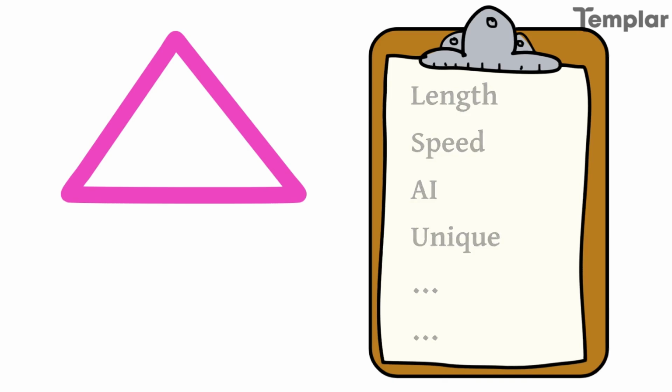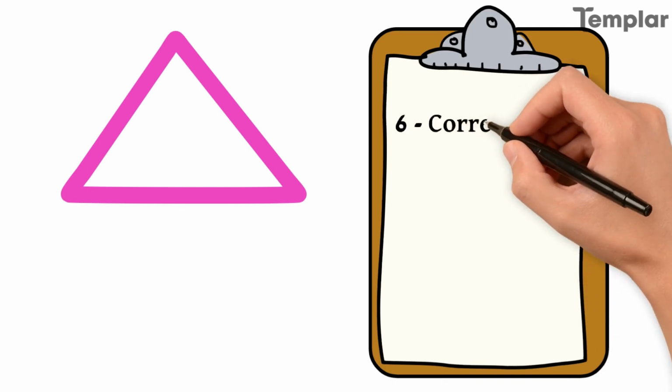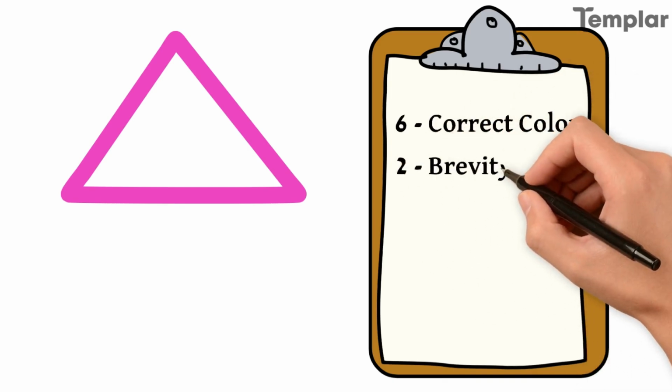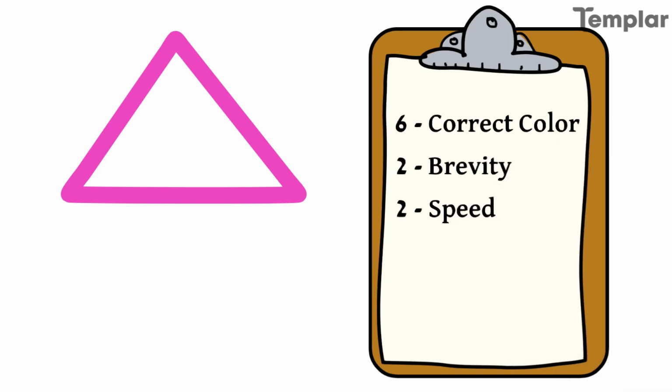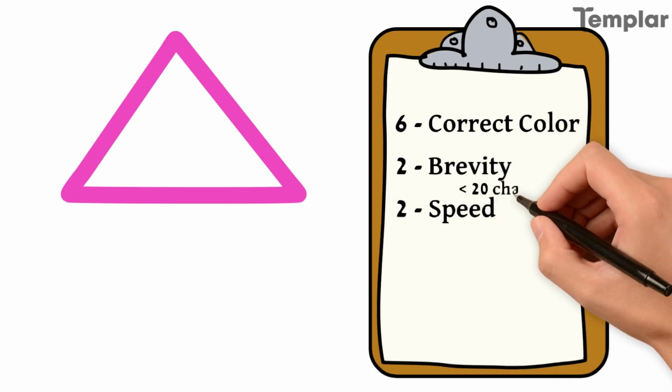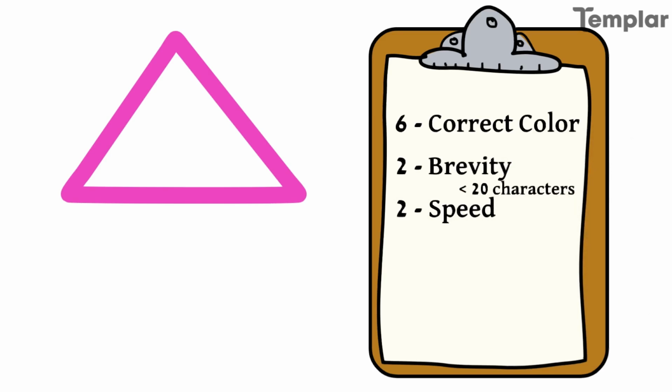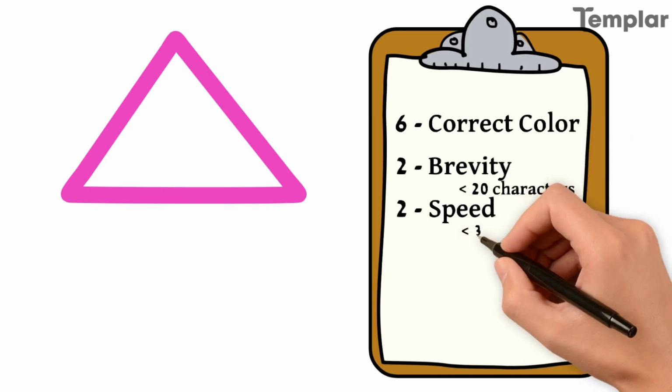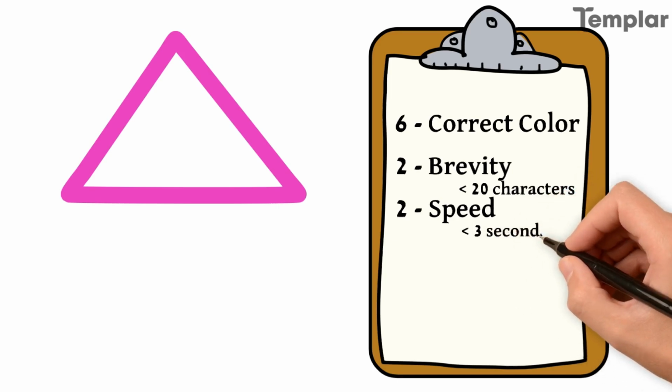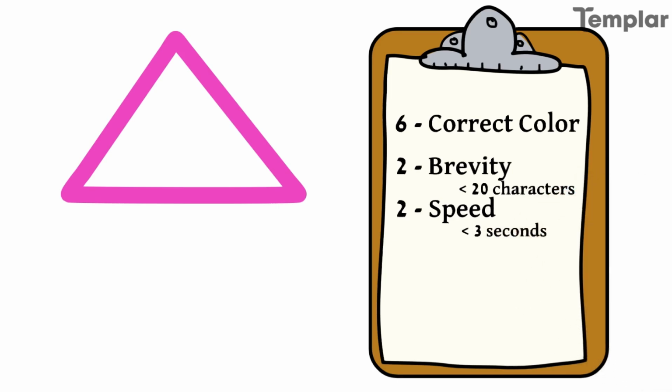In our example, the subnet owner tells validators to rank miners' answers based on the following criteria. 6 points for getting the color right, 2 points for brevity, being less than 20 characters long, and then 2 points for a response speed of less than 3 seconds. So for our hypothetical subnet, you can tell that the subnet owner wants miners to provide the right answer, be brief, and reply quickly.